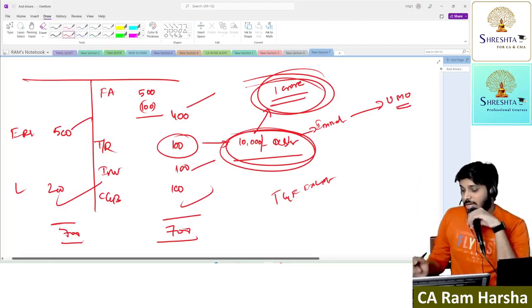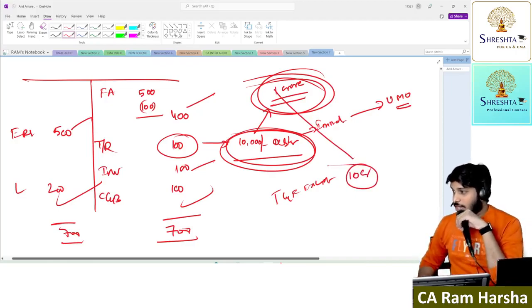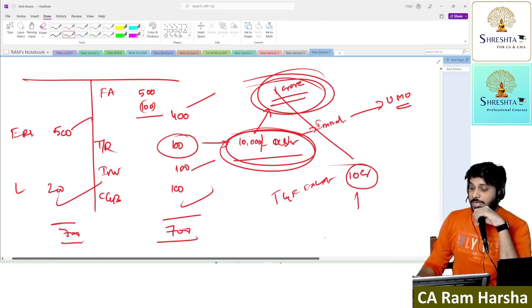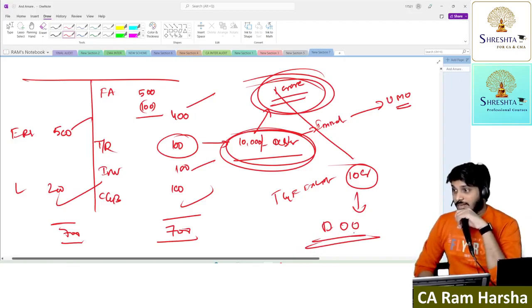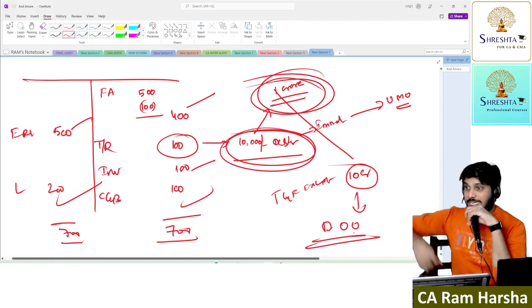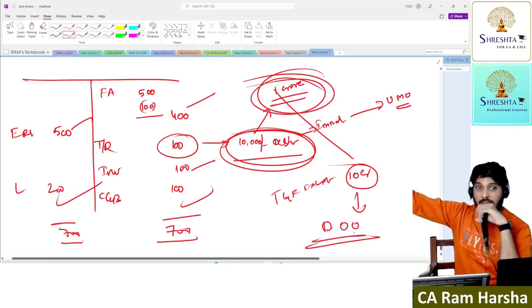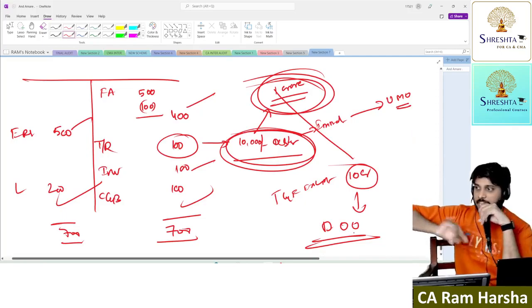All of you, what if this is some 10 crore? What if this is 10 crore? Which opinion will I give? Disclaimer of opinion. Straight away, disclaimer of opinion. 10 crore worth of customer is not traceable. I don't have evidence for that. I don't have evidence for that. I cannot say it is wrong.